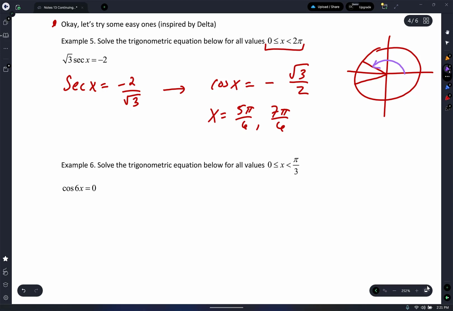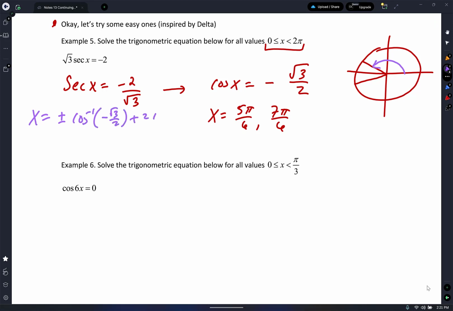If you would have gotten x by itself, you would have gotten x equals plus minus arc cosine of negative square root of 3 over 2 plus 2 pi n. And then you would have said, oh, okay, well, that happens at 5 pi over 6. That's the answer. But I think the calculator would have spit out plus minus 5 pi over 6 plus 2 pi n.